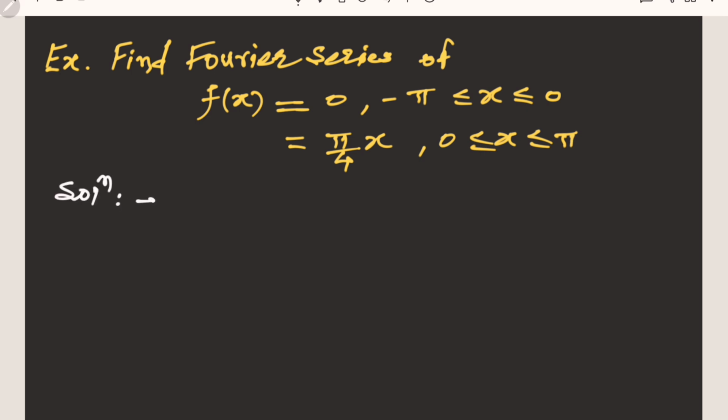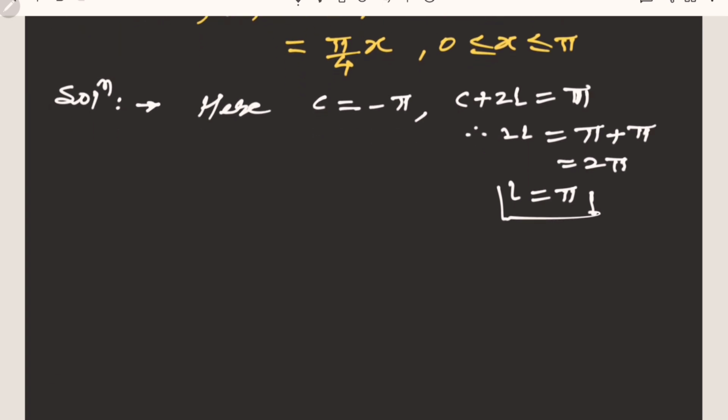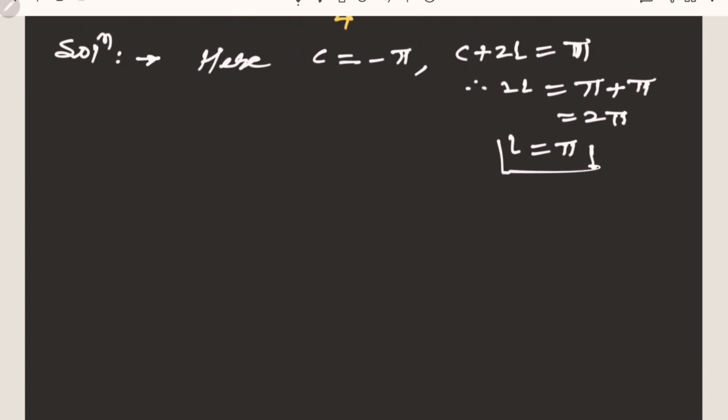The first step is to get the value of L. Comparing the range with C to C plus 2L, here the value of C is minus pi and the upper limit C plus 2L is pi. Substituting the value of C as minus pi, we get 2L as pi plus pi, which means 2 pi, and therefore dividing by 2 we get the value of L as pi. This is the first step. Watch the video up to the end for clear understanding.